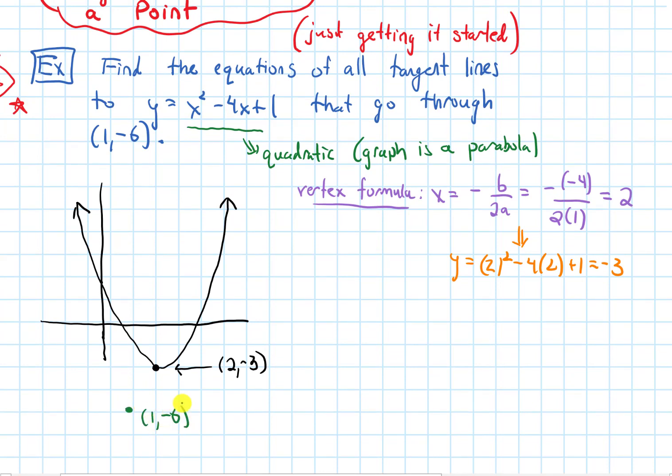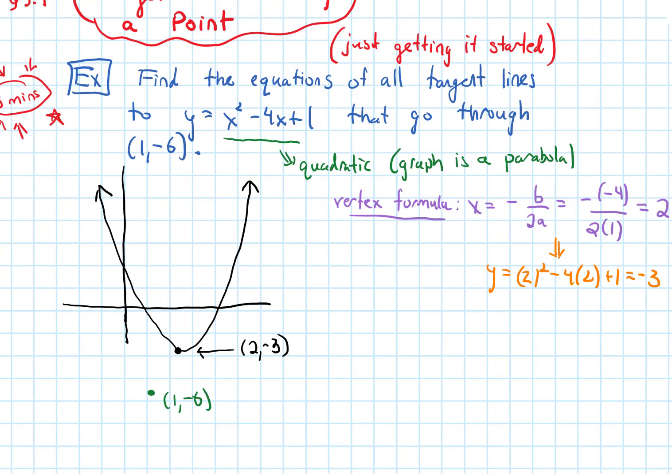At this point, if you didn't quite get this far before getting to a picture, I want you to pause now for just 1 minute and see if you can draw a rough sketch of any tangent line that goes through the point 1 comma negative 6 that seems like it'll be tangent to this parabola. 4, 3, 2, 1, quick pause, just a minute. See if you can draw any tangent lines that go through that point and are tangent to our curve.